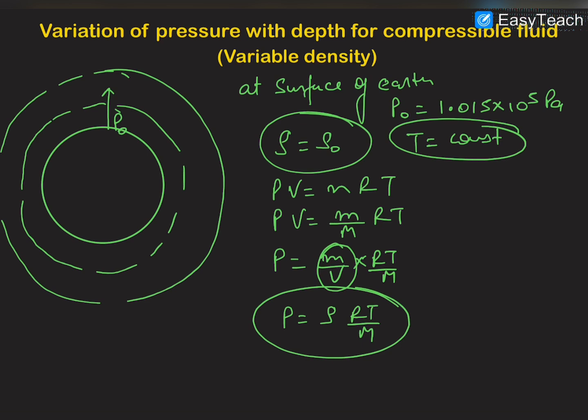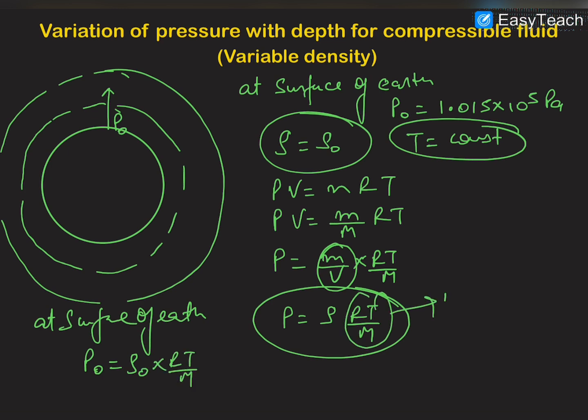And at the surface of earth, we can say that P naught is equal to rho naught into RT by M. And if we assume this RT by M as some constant k, then k will be P naught by rho naught. Okay, so this is the first thing.